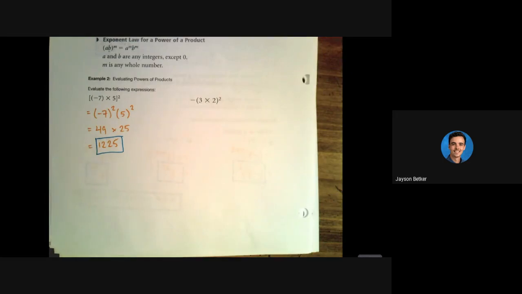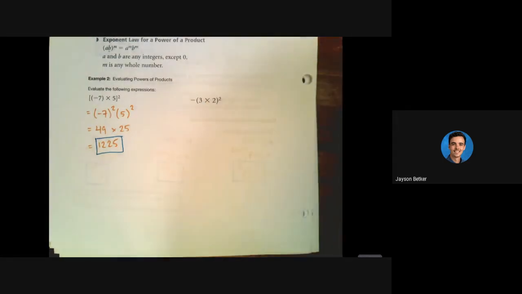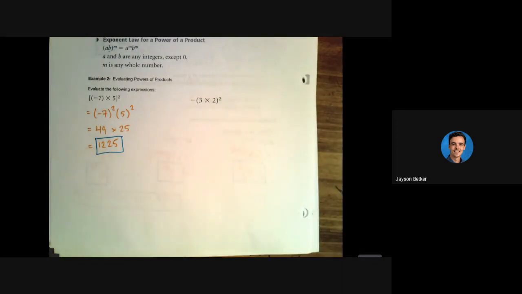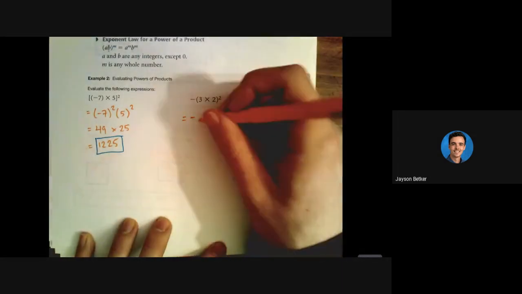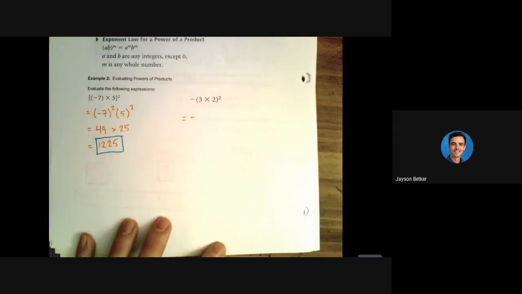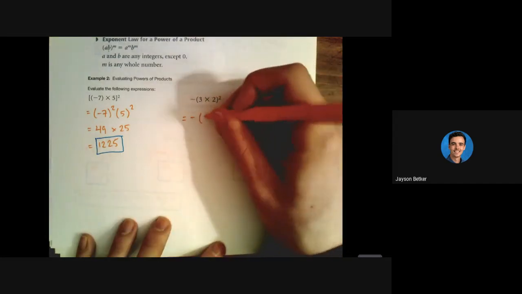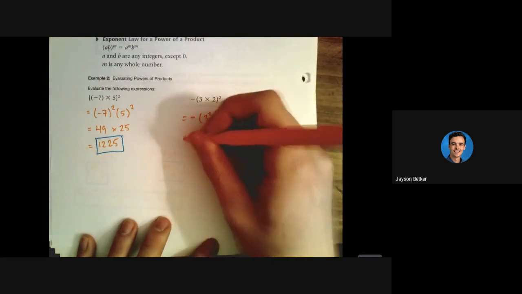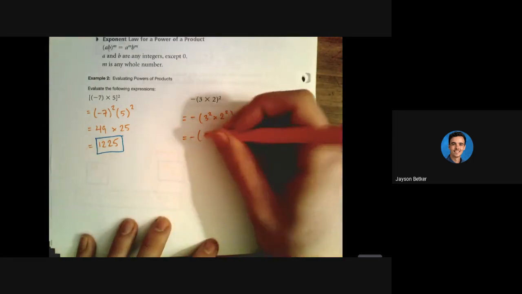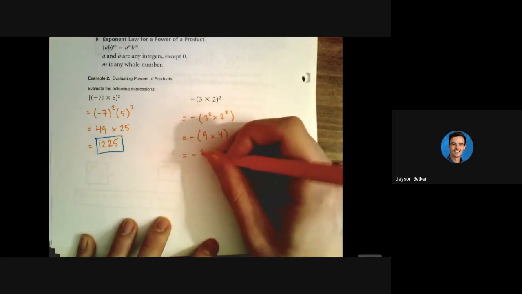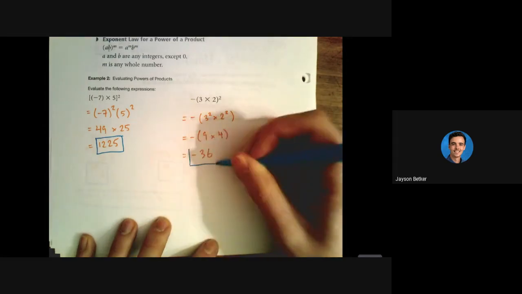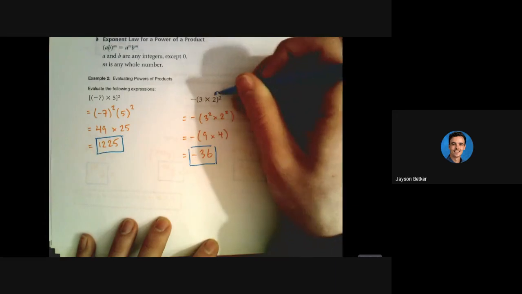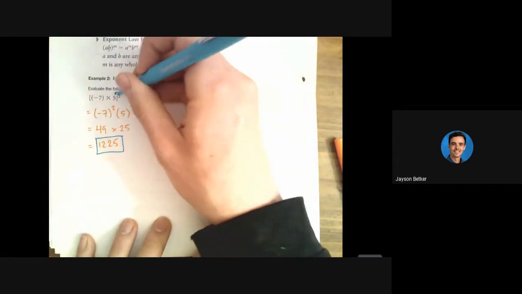Okay, let's do the next one. Oh, got my pencil. All right. The negative is out front. So negative, and then 3 times 2 to the 2. Well, that is just 3 to the 2 times 2 to the 2. Okay, which is equal to -9 times 4. -36. So it gets tacked on to each of the values inside.